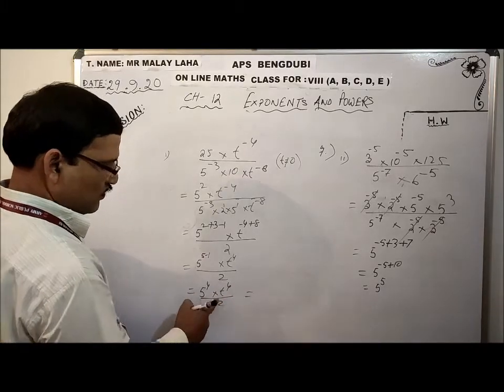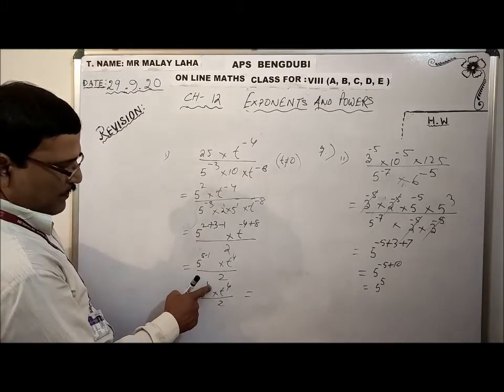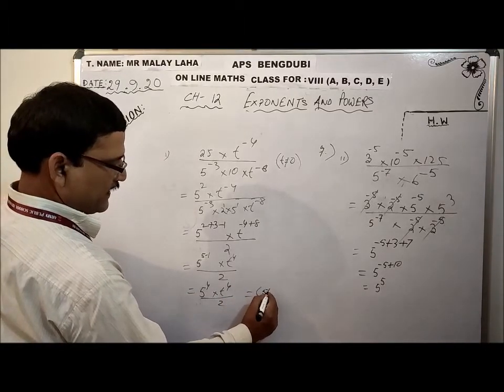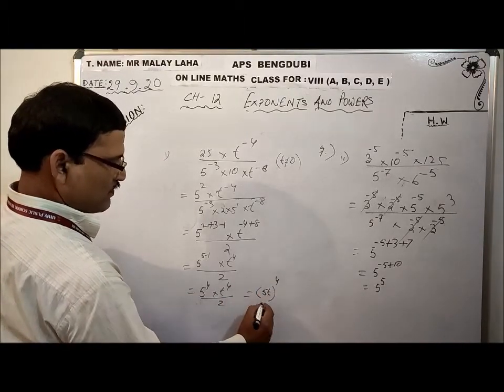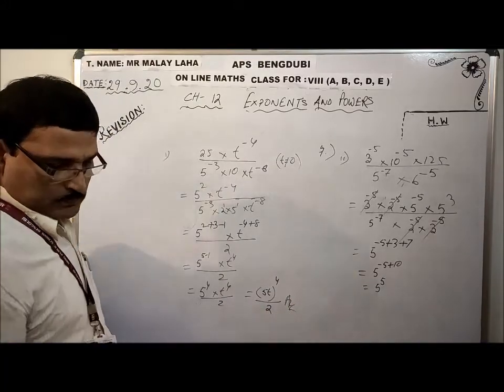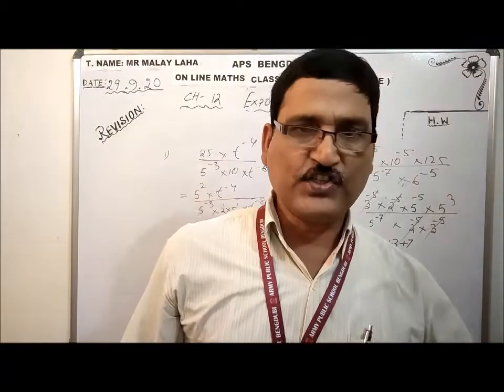That is equal to, you see another law. When the power is same and base is different, under one power 5t can be retained. Under one power, 4 by 2. Final answer. Got it? So I have finished your chapter.